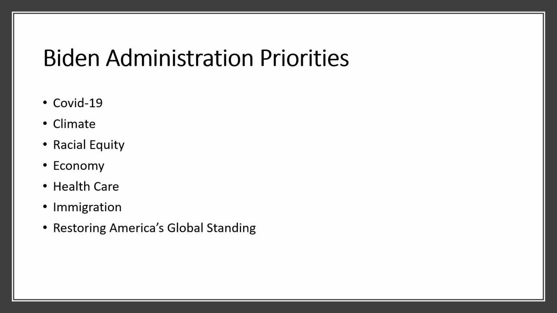These are pretty broad categories, and how one interprets them totally depends on what side of the ideological spectrum one is on. So restoring America's global standing might mean something completely different to a conservative compared to a liberal. And same with how one should address the COVID-19 pandemic, immigration, healthcare. Really, on every single one of these categories, there's a pretty clear difference between liberals and conservatives on how to address these issues. But these are the primary issues that the Biden administration thinks they need to address.